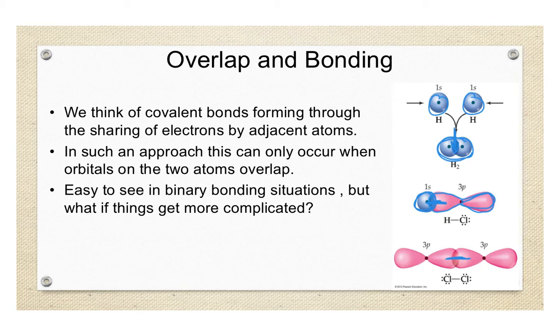Okay, so in such an approach, this can only occur when orbitals of the two atoms overlap. This is easy to see in binary situations where we just have two atoms coming together. But what happens if things get more complicated?